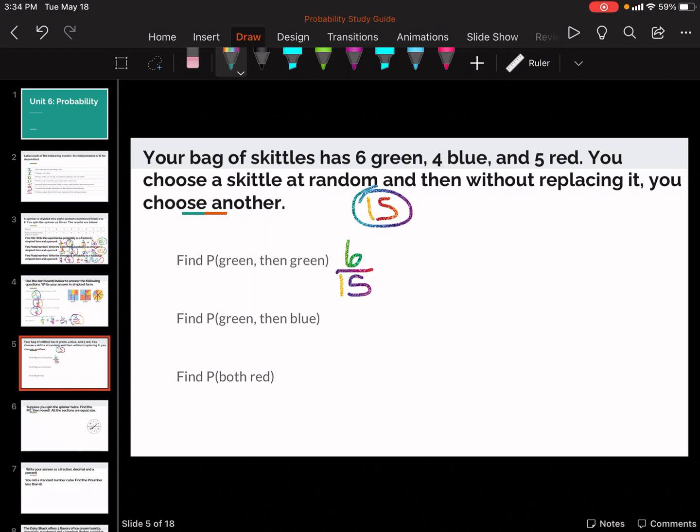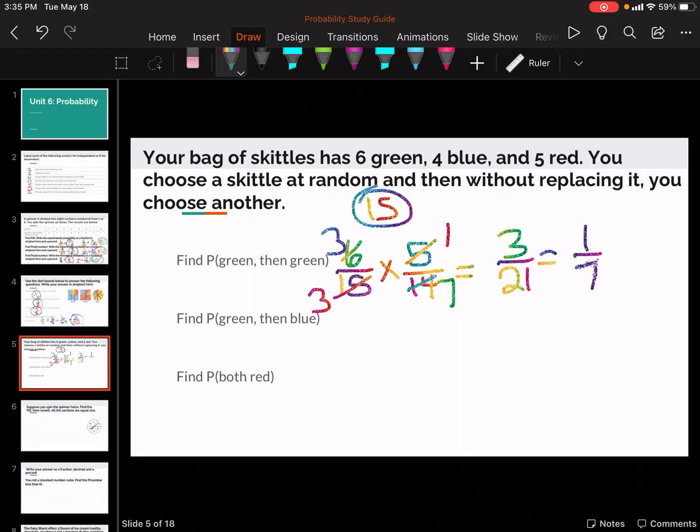Now we're not putting it back in, so there's 1 less green and one less total. You can multiply straight across, or I'm going to cross simplify. 6 and 14 can both be simplified. 5 and 15 can be 1 and 3. Multiplying straight across is going to be 3 over 21, which can also be simplified to 1/7.